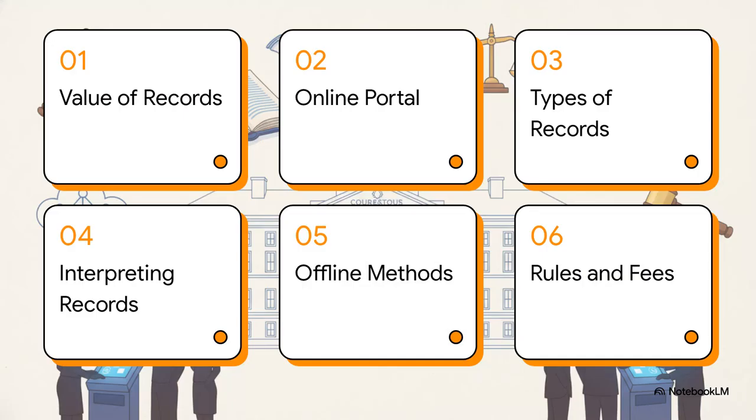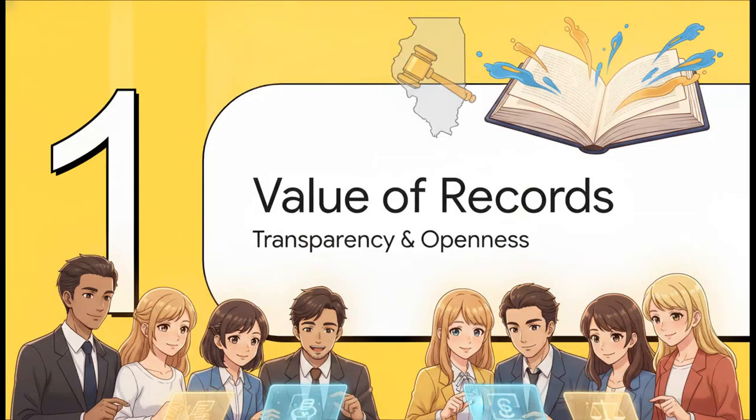To get you started, here is our quick roadmap for today. We'll look at the value of court records, using the online portal, the types of records you'll find, how to interpret them, troubleshooting and offline methods, and finally, the rules, fees, and limitations. All right, part 1, the value of court records.